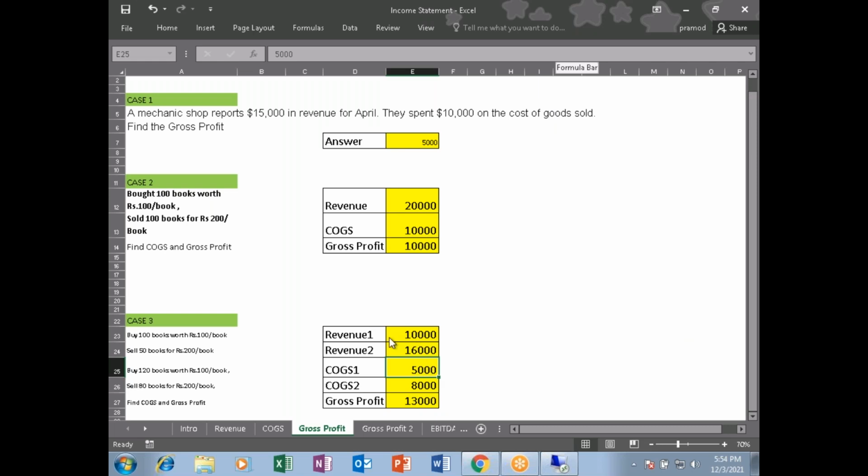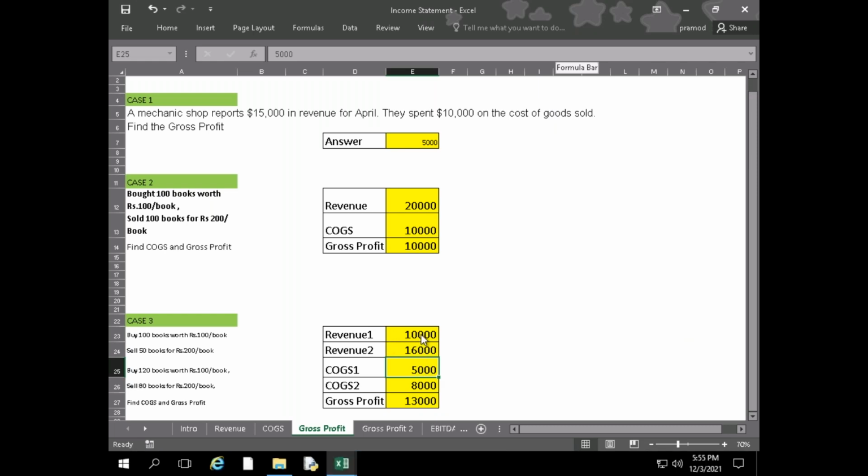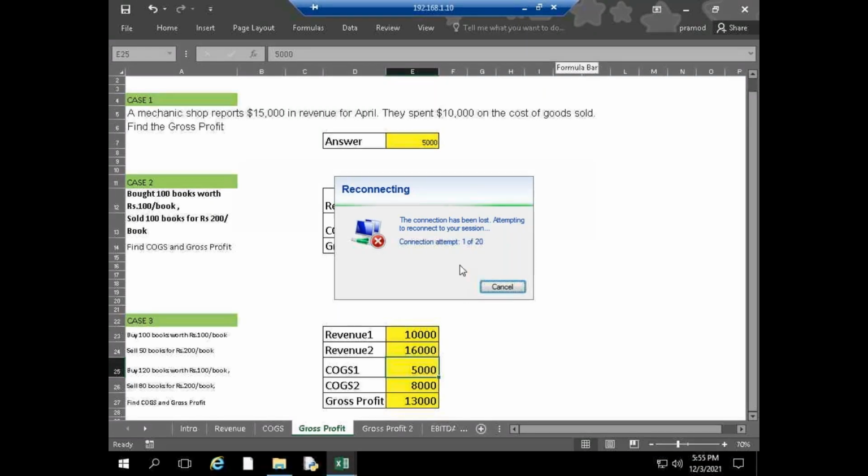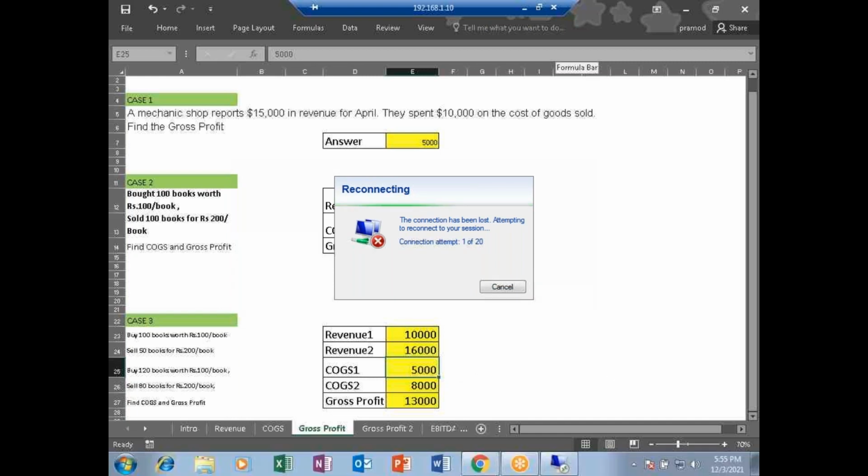How do you find out the gross profit? The total of revenue 1 and revenue 2 and the COGS 1 and COGS 2 minus. We can add, like select the two cells with brackets and use plus, sir. Correct. Means directly you can use the plus operator only.